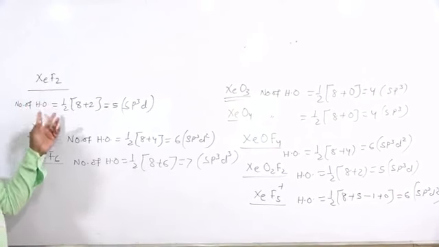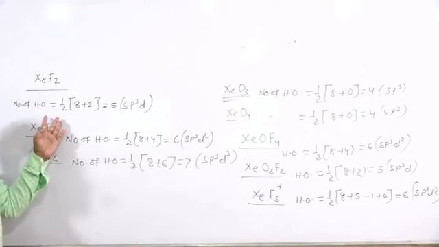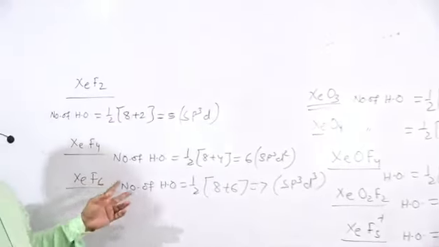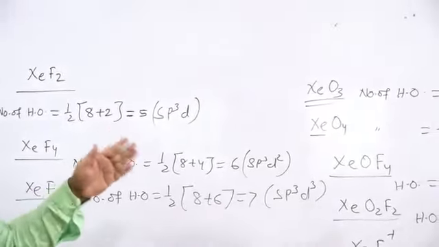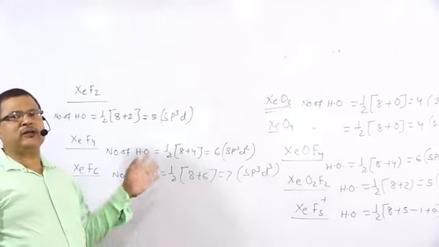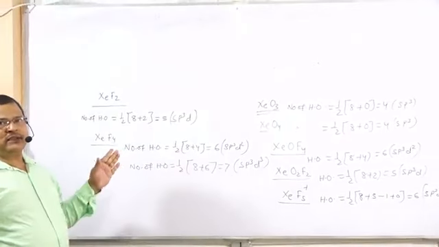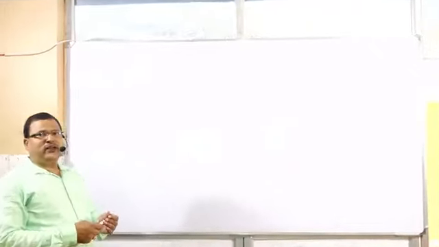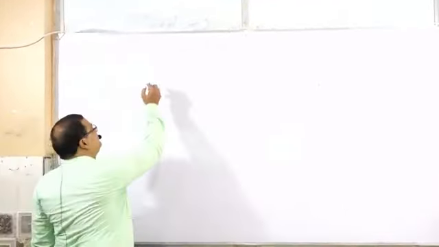Next, how these compounds are produced, we have to discuss one by one: xenon difluoride, tetrafluoride, hexafluoride, XeO3, XeO4, etc. How these compounds are produced by taking the concept of hybridization, we have discussed one by one, and we have to give the structure of them. So xenon difluoride, XeF2.